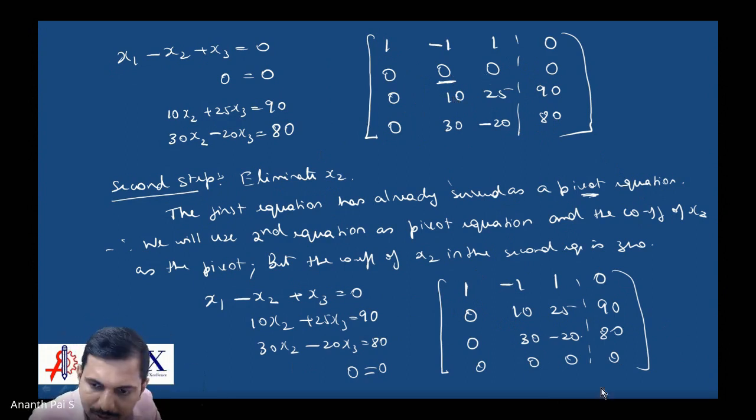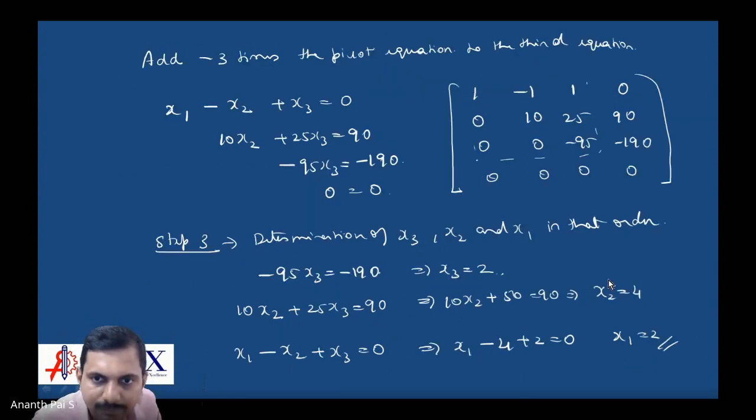Make sense? So here 0 0 0, you get it here. So now again add minus 3 times the pivot equation to the third equation. So when you do that, you get this as 90. So what do you have? You have this, you solve it, you get the answer. This is Gauss elimination. So you can get x3. So you substitute back here 10x2 plus 25x3 is equal to 90.